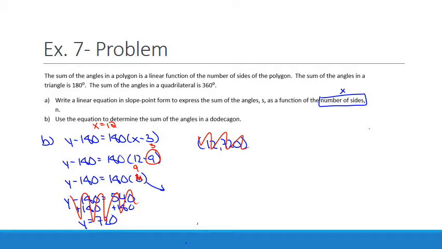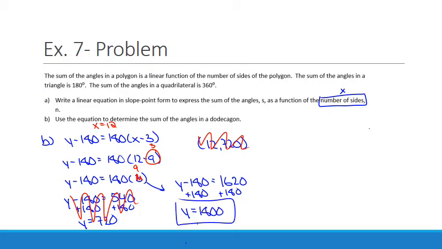Okay, so I got to do this again. So y minus 180 equals 1,620. Then I add 180 to that. So y is going to equal 1,800. Meaning the answer would be that for a 12-sided polygon, the sum of all the angles inside of it would equal 1,800. And that is the correct answer.